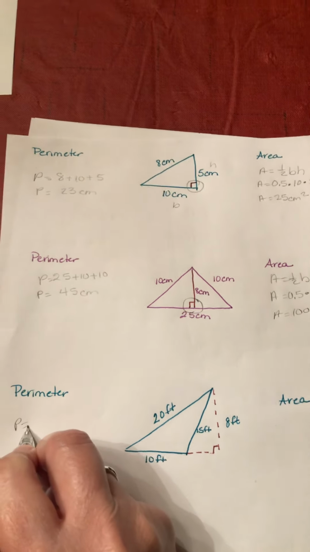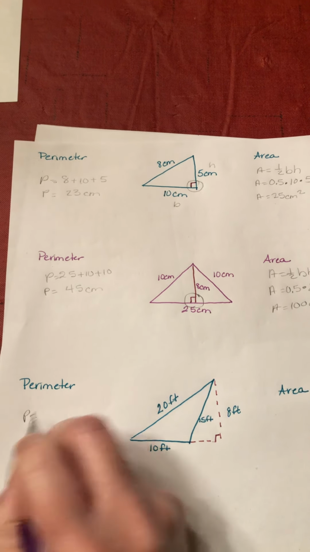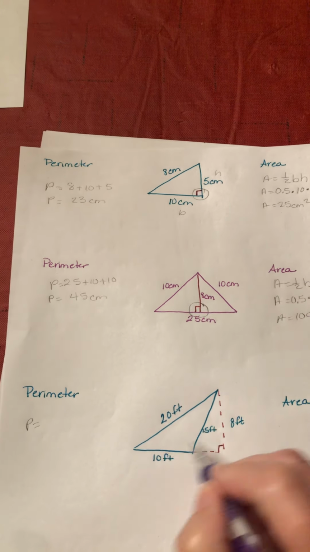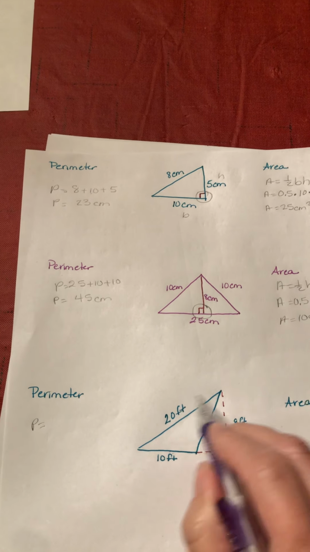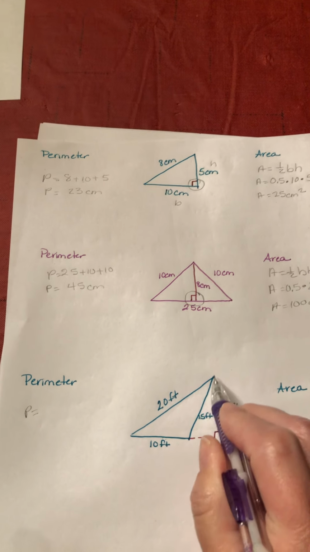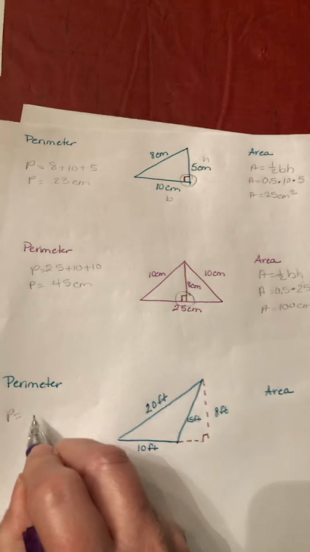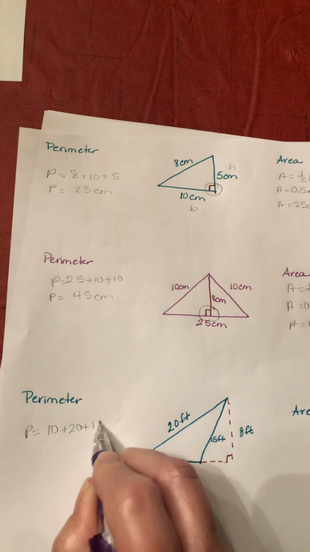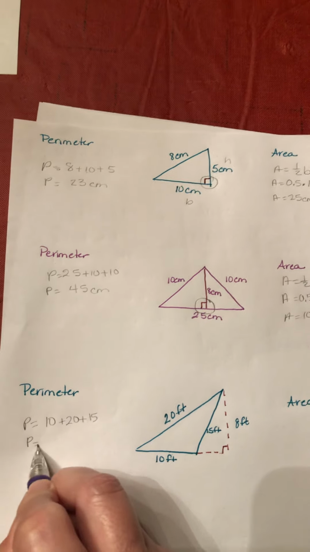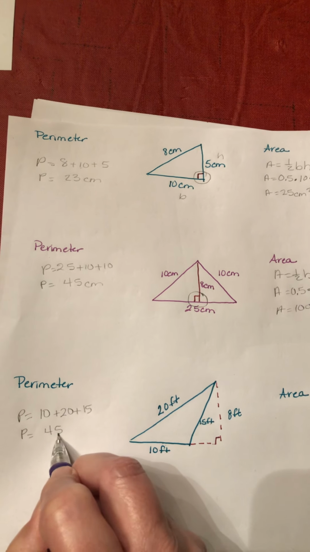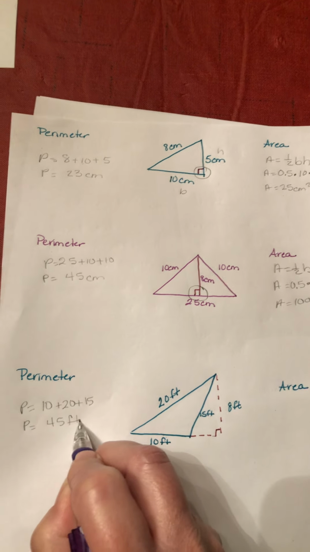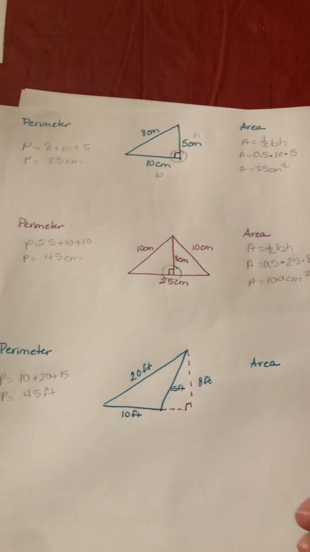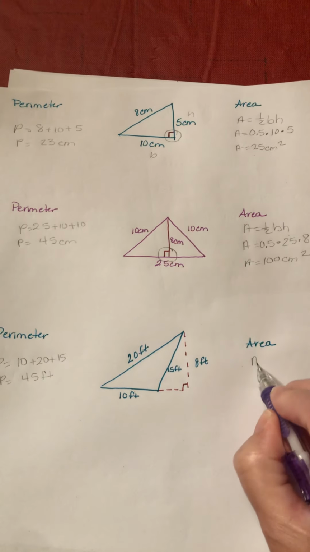All right, welcome back. So your perimeter is basically your green numbers right here. See how they make up the 3 sides? So that's 10 plus 20 plus 15. And when you add them all up, you get 45, what is that, feet? Very good.